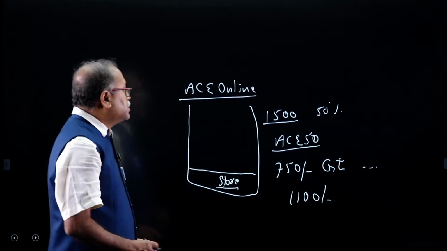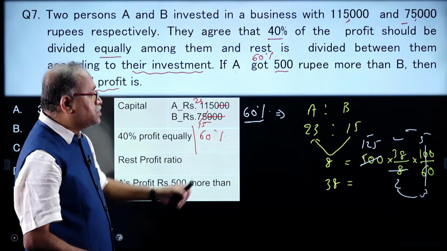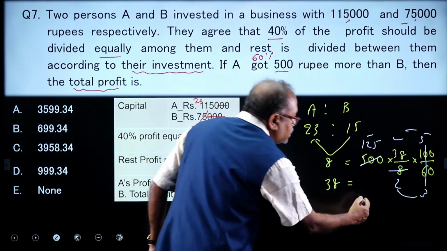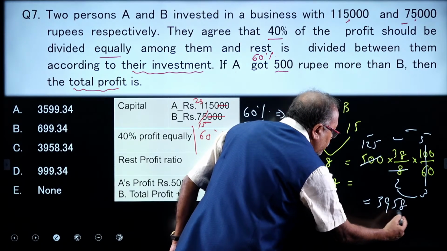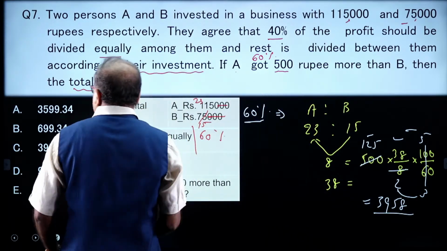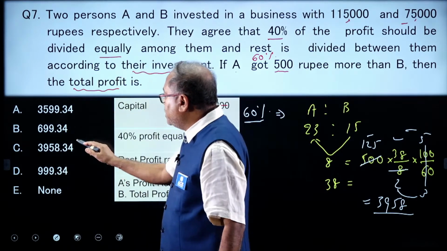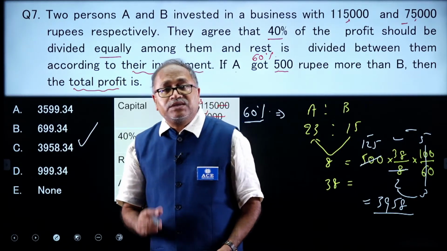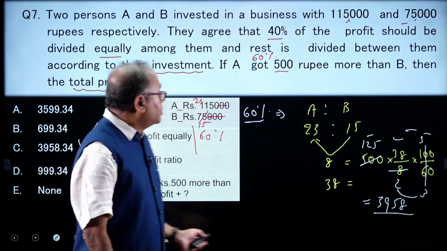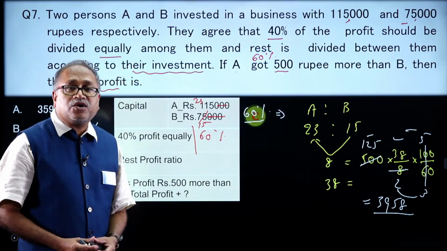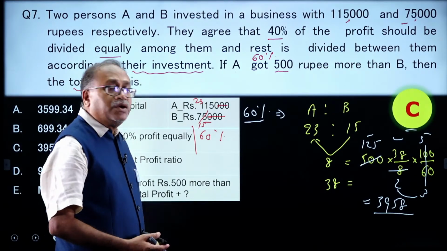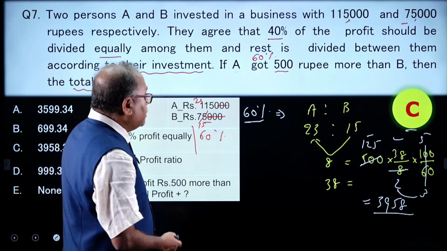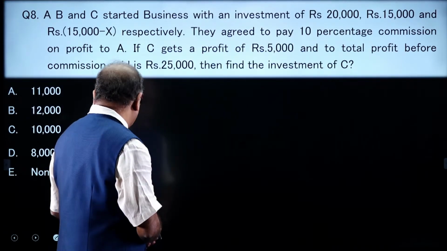Right, my dear friends, I am just moving on to this particular question. When I cancel this, I notice that it could be 3958 plus something. So do we have anywhere 3958 plus something? Option choice C. Okay, so that's option choice C.